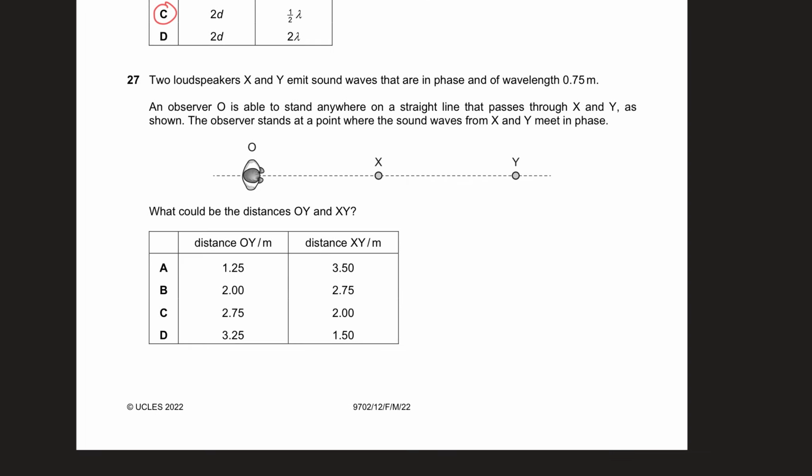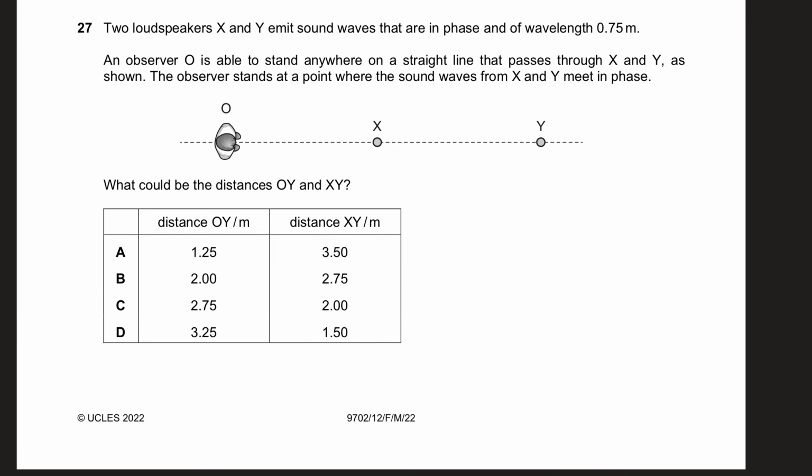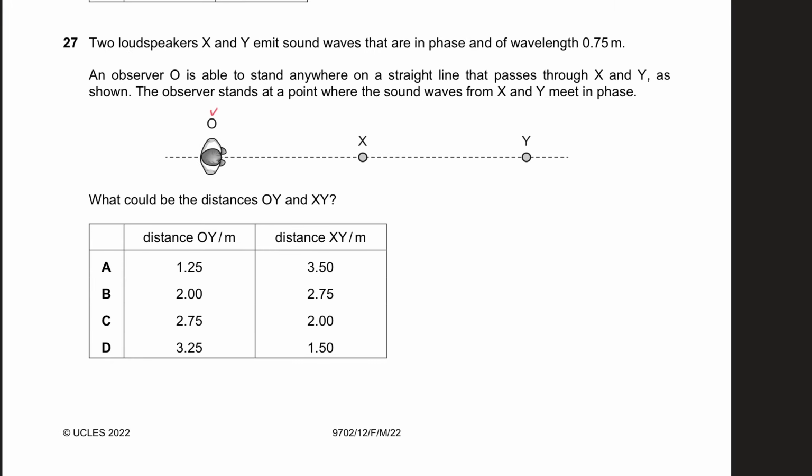Moving on to question 27, it says two loudspeakers X and Y emit sound waves that are in phase and of wavelength 0.75 meters. An observer O is able to stand anywhere on a straight line that passes through XY as shown. The observer stands at a point where the sound waves from X and Y meet in phase. What could be the distance OY and XY? Given that at point O, the two waves are in phase.